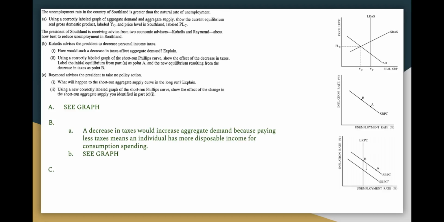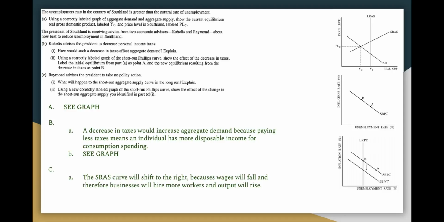Letter C, Raymond advises the president to take no policy action. So what happens if you do nothing? What will happen to the short run aggregate supply in the long run? Definitely going to have to do an explanation like this. The SRAS in the long run will shift to the right because wages will fall because people in a recession are willing to work for less. They'd rather work for less than not work at all. And therefore, because you can get away with hiring workers for less, businesses will hire more workers and output will rise. So SRAS is shifting to the right.